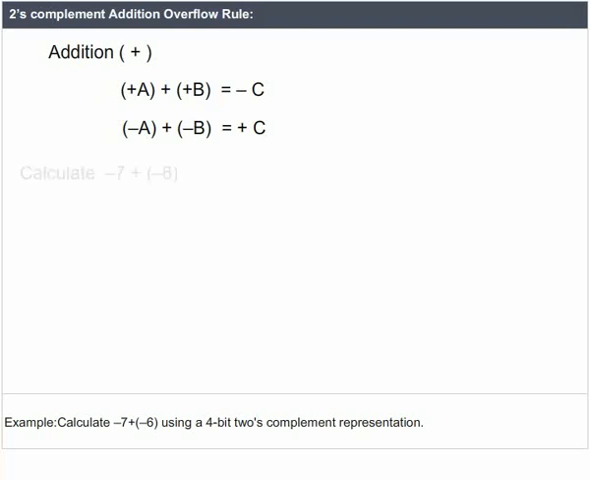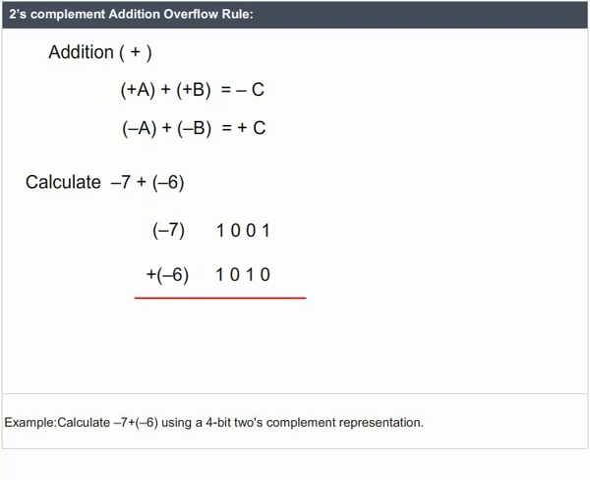Example: calculate minus 7 plus minus 6 using a 4-bit 2's complement representation. Minus 7 is 1001, plus minus 6, 1010, plus 3 carry bits, gives 10011. Overflow.